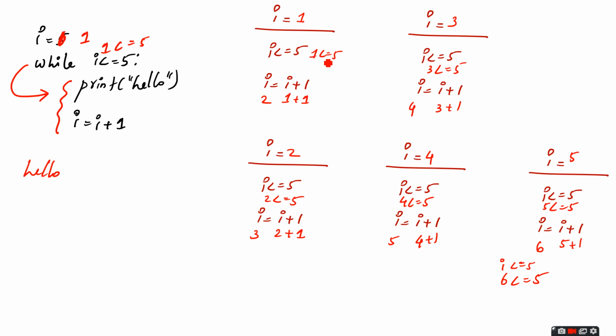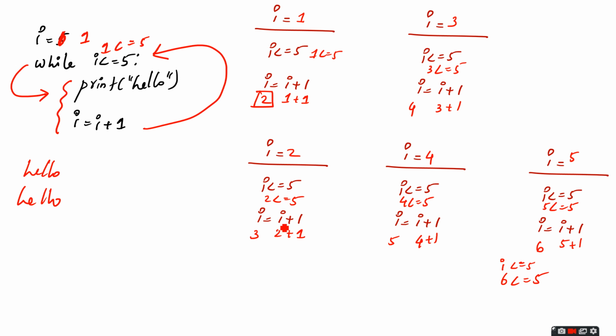See, I equal to 1. I less than or equal to 5. Then I equal to I plus 1. Value of I is 1. 1 plus 1, 2. Now the value of I is 2. We will go back to the loop. Next value of I is 2. 2 less than or equal to 5. Condition true. We will come inside the loop. We will print hello. Hello is printed.